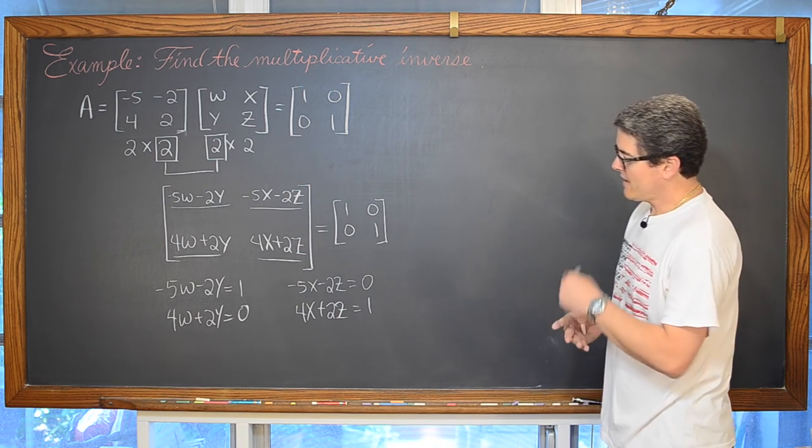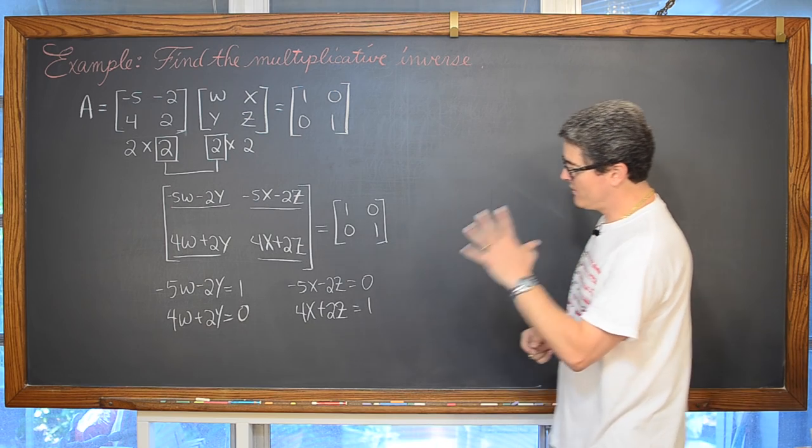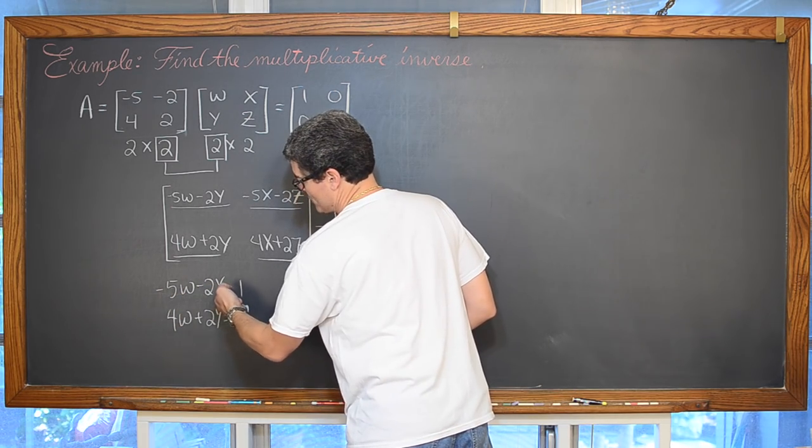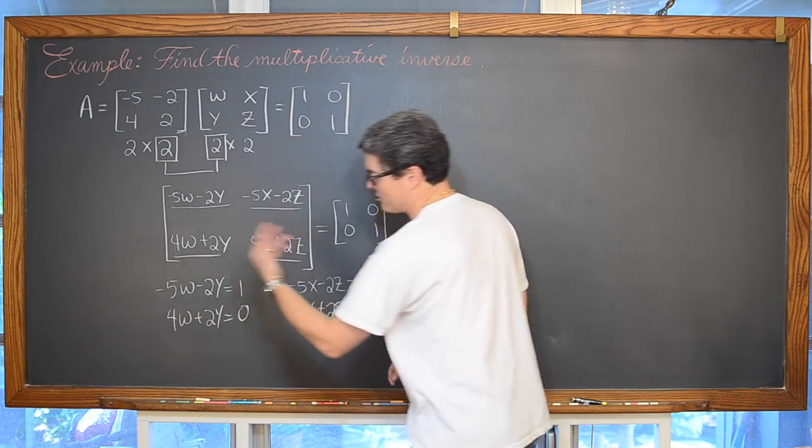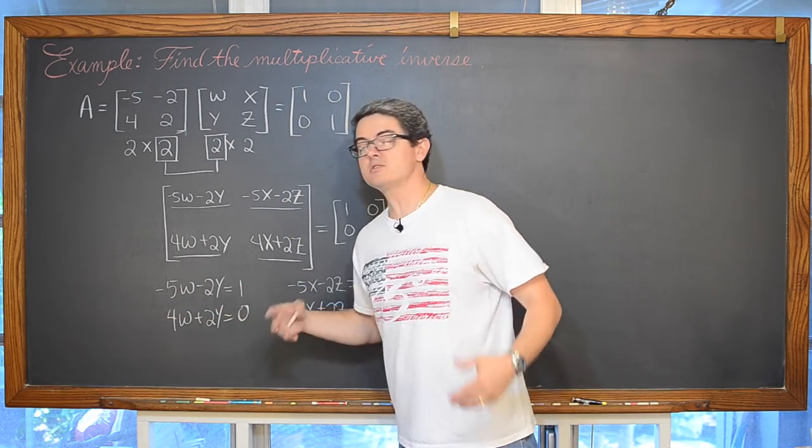Excellent. Now we've got basically a linear system: we have a linear equation with two variables, and another linear equation with two variables, so we're looking at two equations and two unknowns.